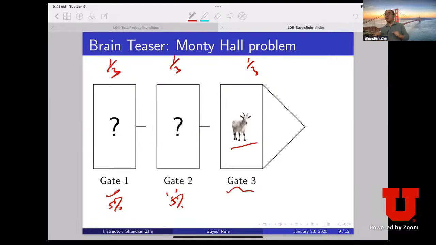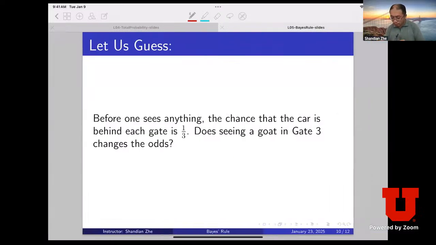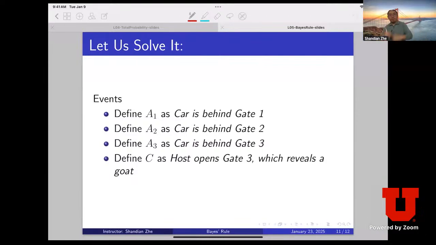Let's do a little bit of analysis on this, using the probability concepts we have discussed so far. We can define events. Event A1 is that the car is behind gate 1, event A2 is that the car is behind gate 2, and event A3 is that the car is behind gate 3. We also have event C: the host opens gate 3, which reveals a goat.